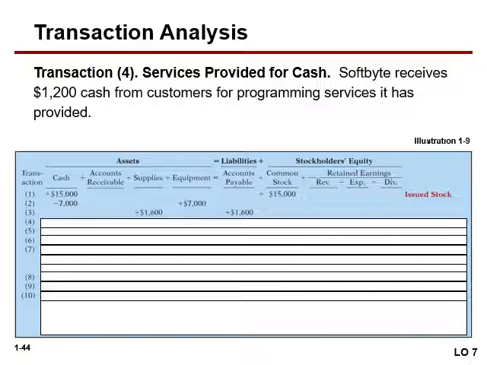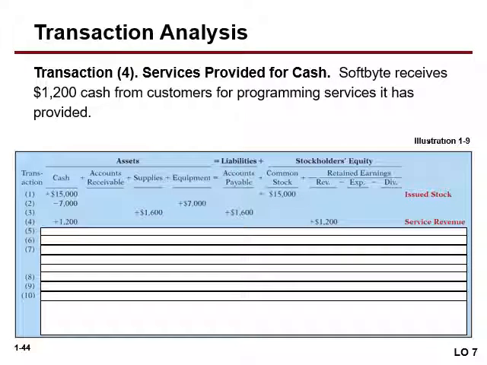Transaction number 4, services provided for cash. SoftByte receives 1,200 cash from customers for programming services it has already provided. These transactions affect assets and also affect stockholders' equity. One asset increase. Which asset increase? Cash by 1,200.